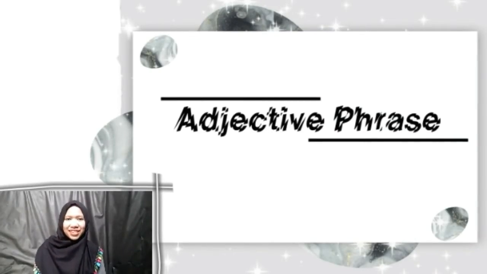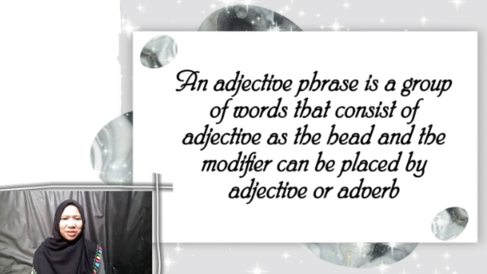The second material is adjective phrase. In this section, we are gonna talk about definition of adjective phrase, pattern of adjective phrase, and examples of adjective phrase. What is adjective phrase? Adjective phrase is a group of words that consists of adjective as the head, and the modifier can be placed by adjective and adverb. The modifiers can be before or after the head.